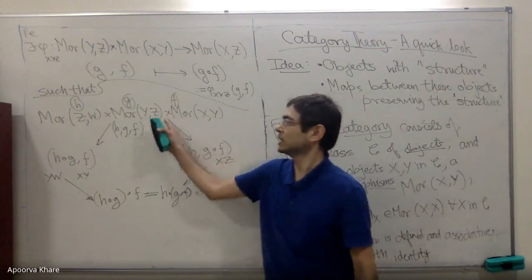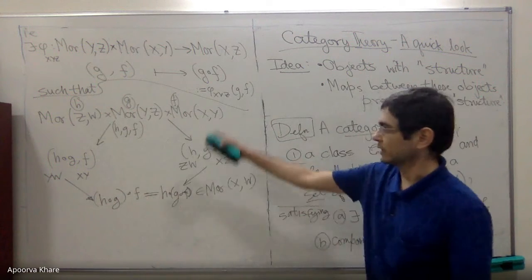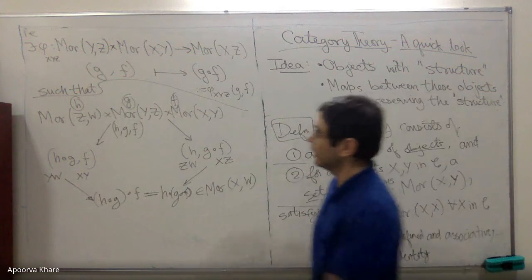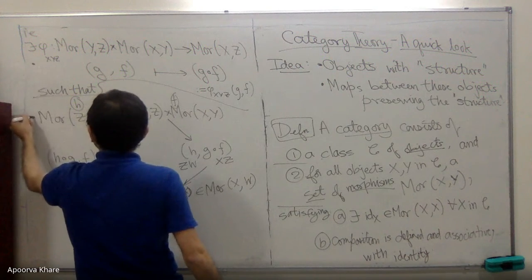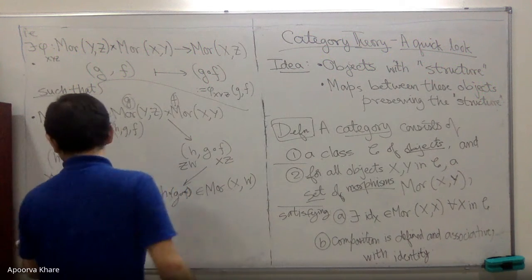x to y, y to z, z to w. Right? That's what we are saying. That you can compose in either way and they're equal. This is the associative part, and the identity part is obvious.